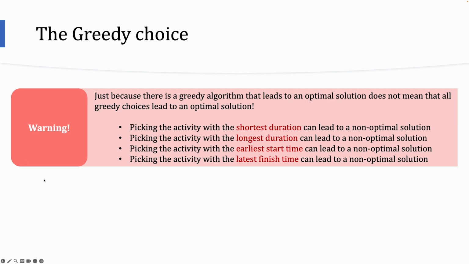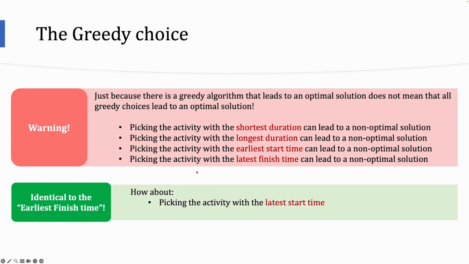And here is an interesting thing to look at. How about picking the activity with the latest start time? Is that also going to be non-optimal? Think about this for a second. We are trying to pick the activity with the latest start time. What does that mean? That technically means you are trying to leave as many resources as possible on the left side of that activity. So it turns out this is technically identical to the earliest finish time, and this is also going to lead to an optimal greedy choice.